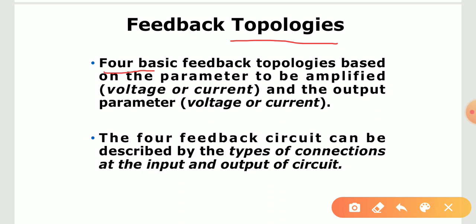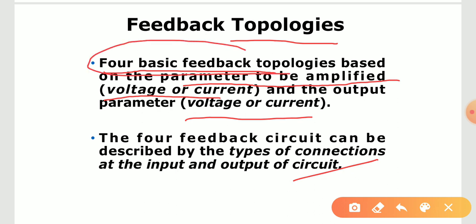Basically, there are four basic feedback topologies, based on the parameter to be amplified, that is, maybe voltage or current, and the output parameter, which may be voltage or current. The four feedback circuits can be described by the type of connection at the input and the output of the circuit. That means in the last class we discussed the sampling network and the mixing network. From that point of view, feedback topologies or feedback circuits are classified, and as already told, there are four basic feedback topologies.